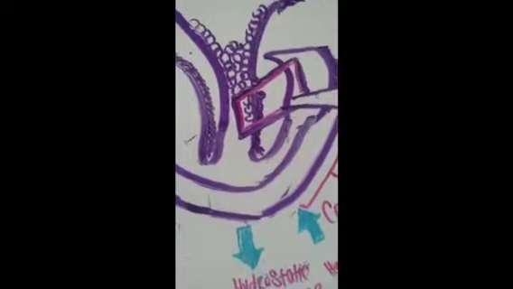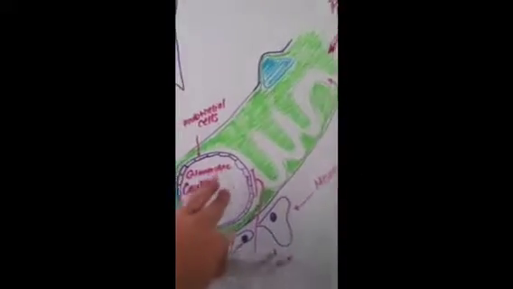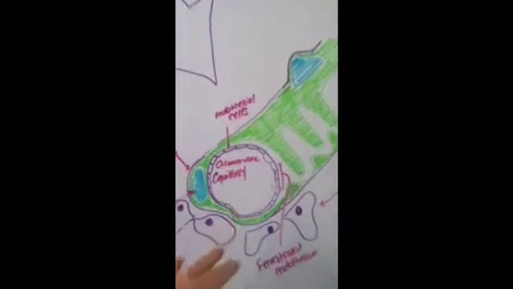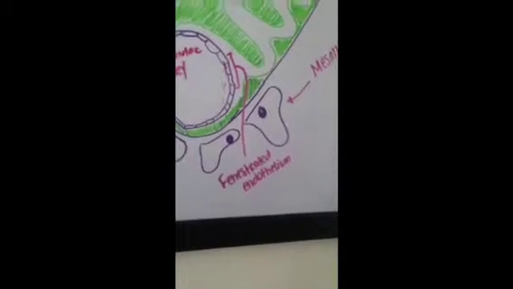Now we're going to look at the glomerular capillary. Here right in the middle is the glomerular capillary, and surrounding it are endothelial cells, which are called fenestrated endothelium, or the fenestrated capillary.